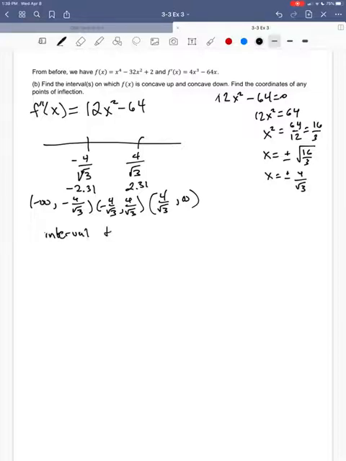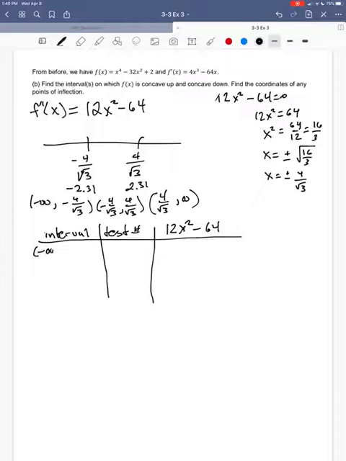I'm going to need a test number for each interval. And then I'm going to need to figure out where this derivative is positive or negative. So 12x squared minus 64. I'm going to have to just evaluate that. I'm not going to have to look at the factors here because it's a relatively simple derivative. So negative infinity to negative 4 over the square root of 3 is my first interval. Now that's really about negative 2.31, so I just need something over to the left of that. It could be negative 3, right?